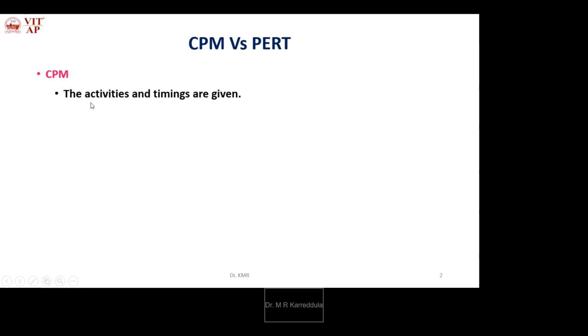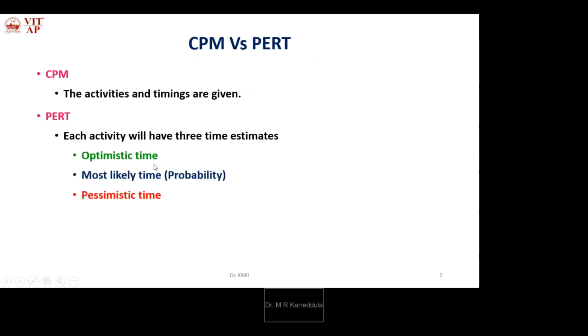In CPM, the activities and timings are given. In the critical path method, the various project activities or tasks and their timings are given. Whereas in PERT, each activity will have three time estimates. In case of PERT, every project activity has three different timings to start and finish the activity or project task.